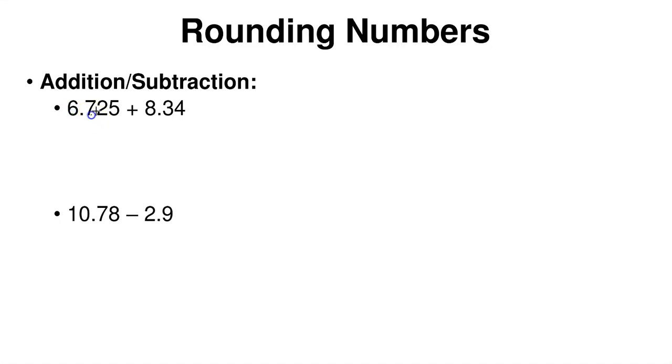Let's count. This is 1, 2, 3, 4. This is 4 significant figures. We're not counting significant figures, we're counting decimal places. So this has 1, 2, 3. So this is 3 decimal places, DP. This is 2 DP. If you add these with your calculator, first of all, you're going to have 15.065.